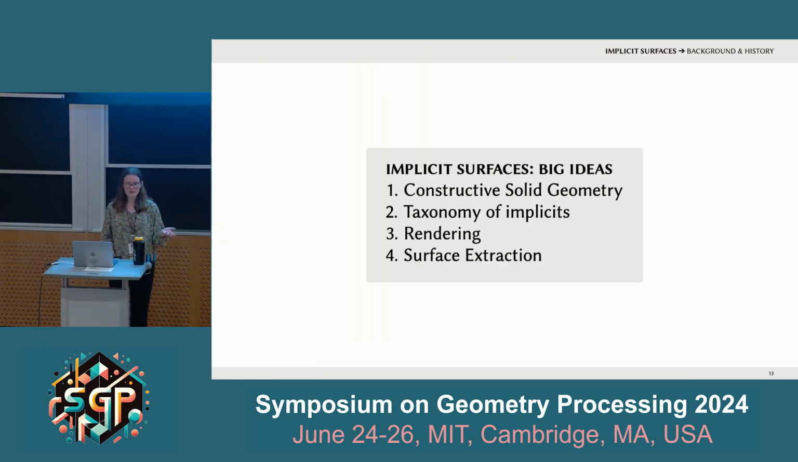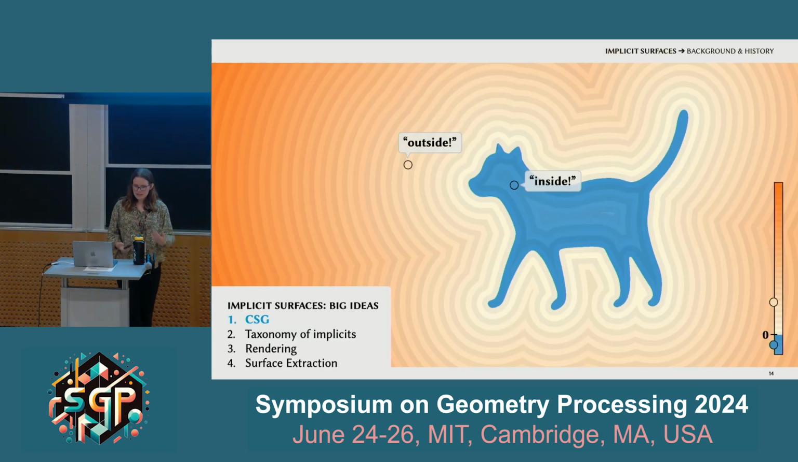All right, now I'm going to talk about some of the most important techniques to have in mind when you're working with implicits, including neural ones, which we'll get to later. First, I'm going to talk a little bit about CSG.